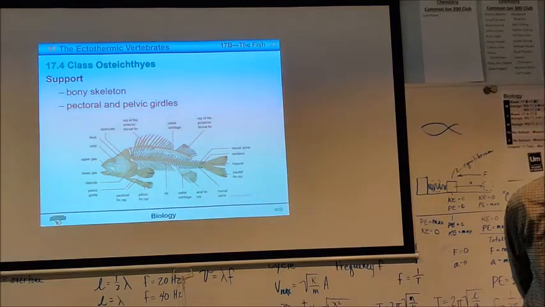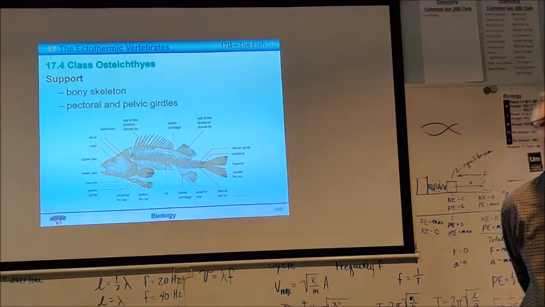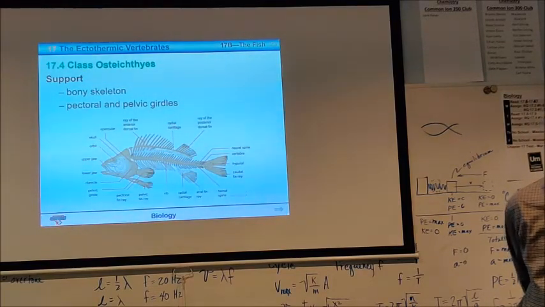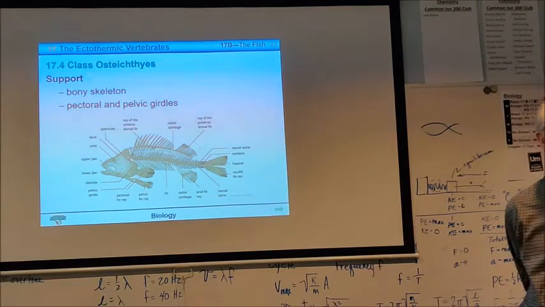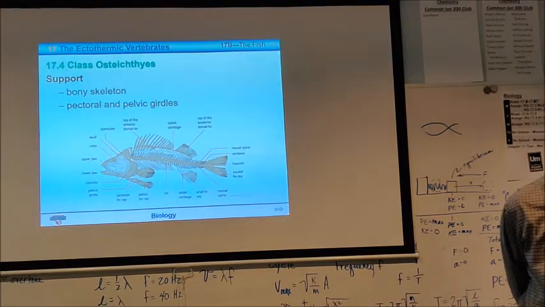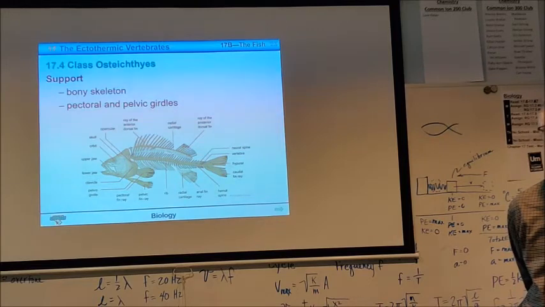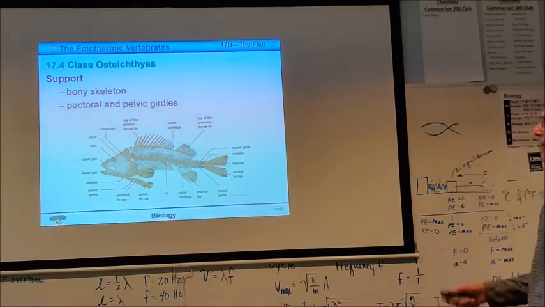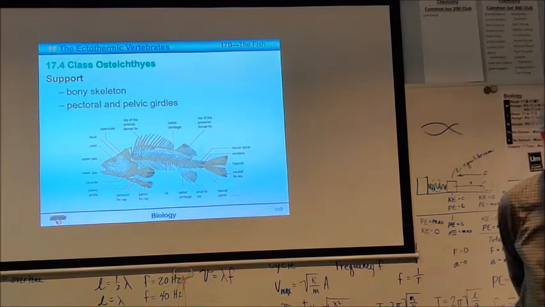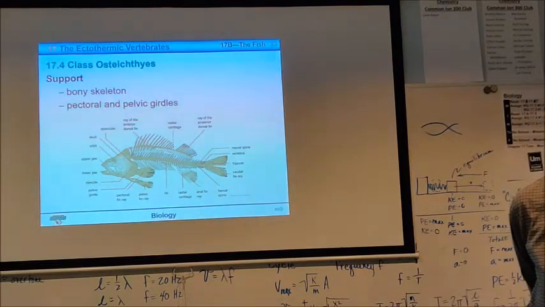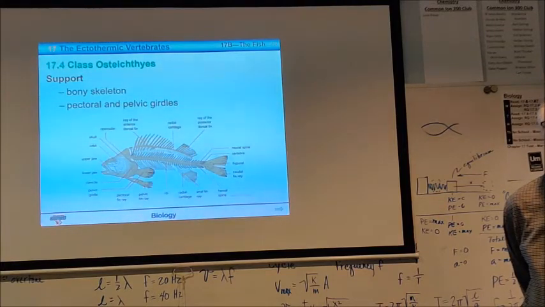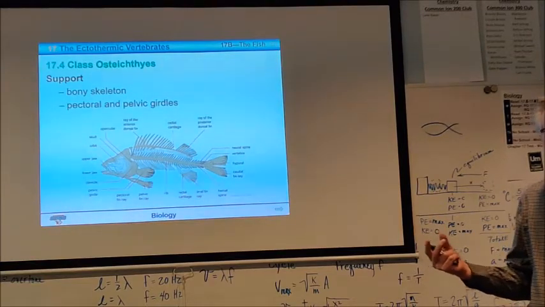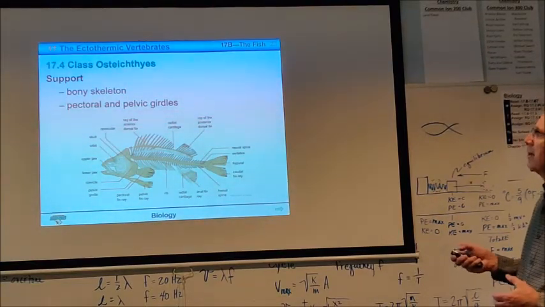Okay, so 17.4 talks about osteichthyes. And oste means what? Maybe you can get a hint from the slide. What do you think oste means? Okay, bone or bony. And then ichthyes means what? Latin for what? Fish. Okay, so these are the bony fish. Fish that most people eat are of this kind. They have a bony skeleton.